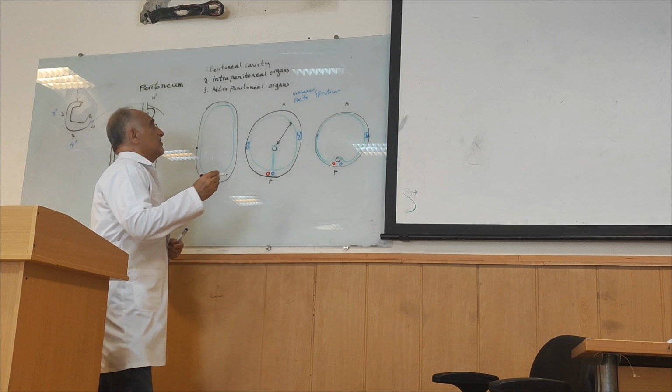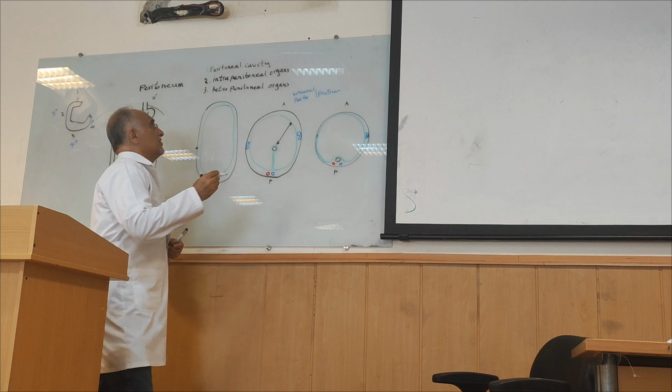It should cover the liver, then reach the stomach, cover the stomach, then reach the spleen, cover the spleen. Then here, and finally here. All of these two layers, I mean visceral and parietal, should make a continuous line.